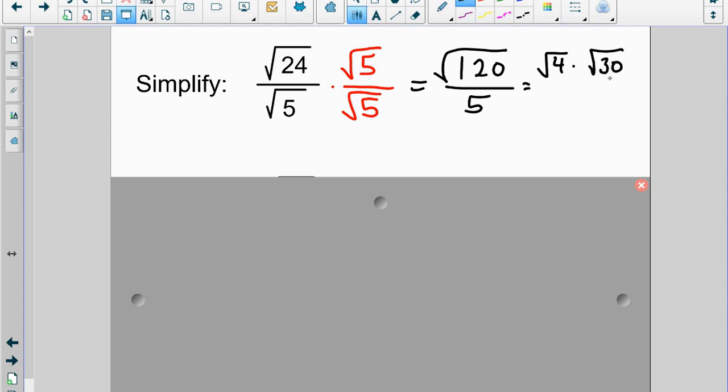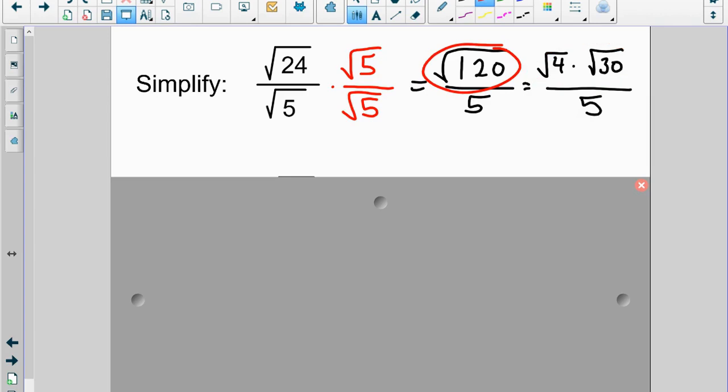Let's see, 30. Can that be divided out even more? Well, 2 times 15, but those aren't perfect squares. 3 times 10, those aren't perfect squares. 5 times 6, and those aren't perfect squares. So that's okay. That'll actually get us to what we want it to be. So I split the 120 up into 4 times 30.